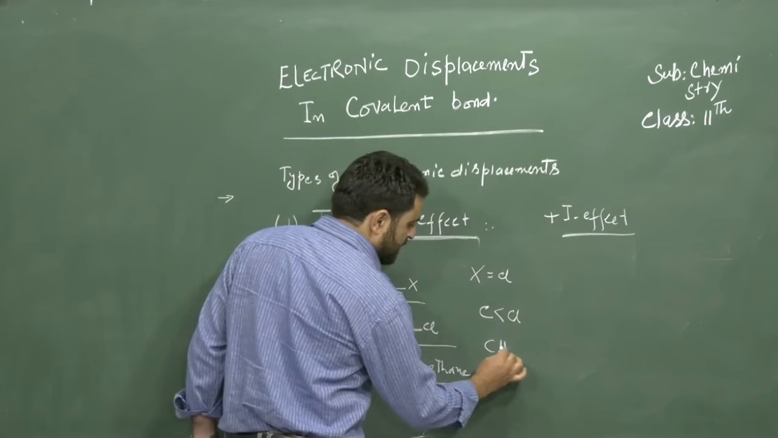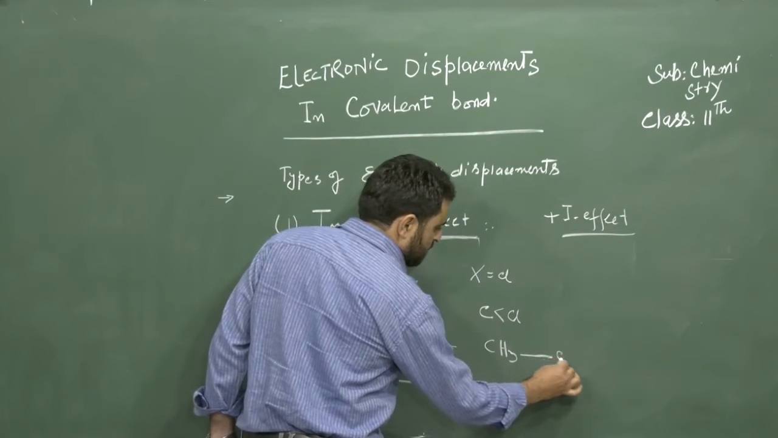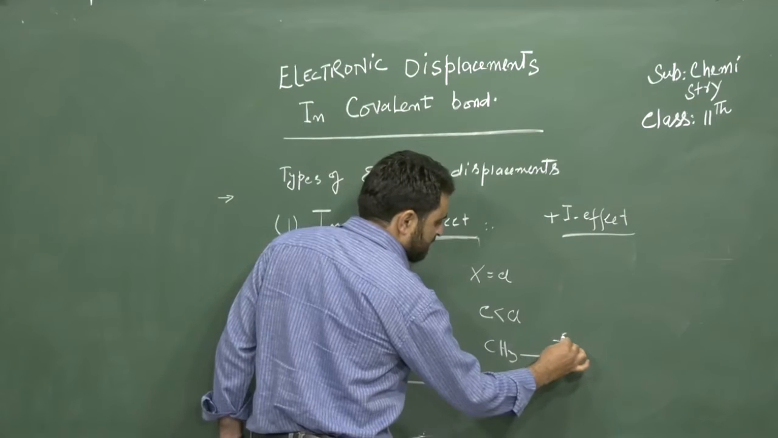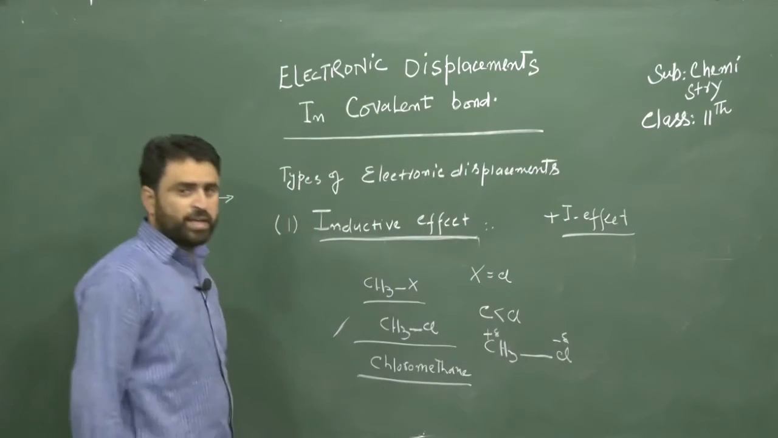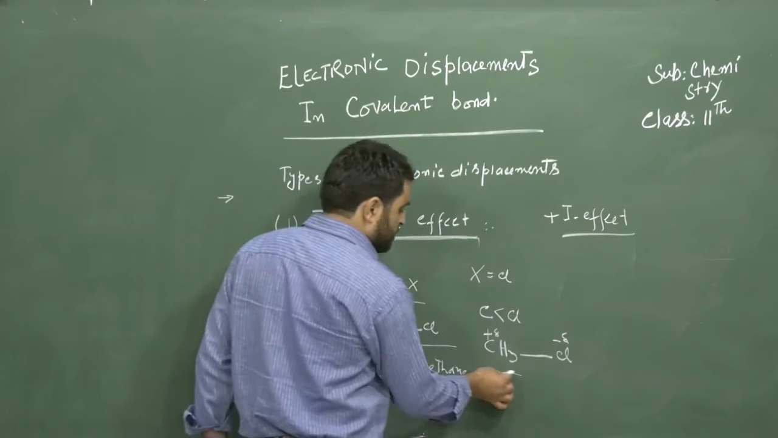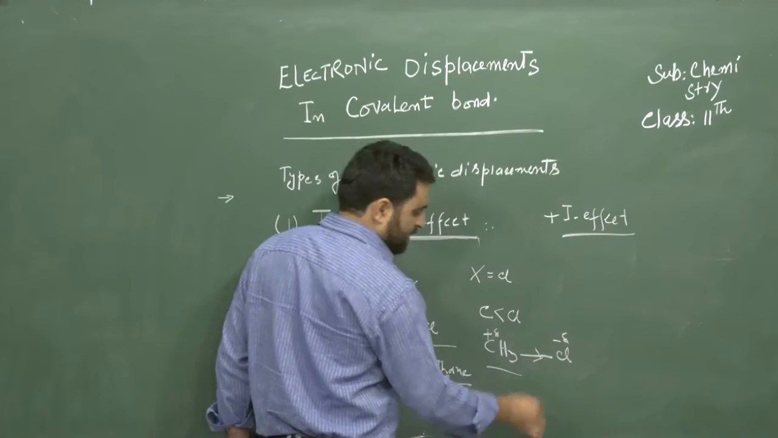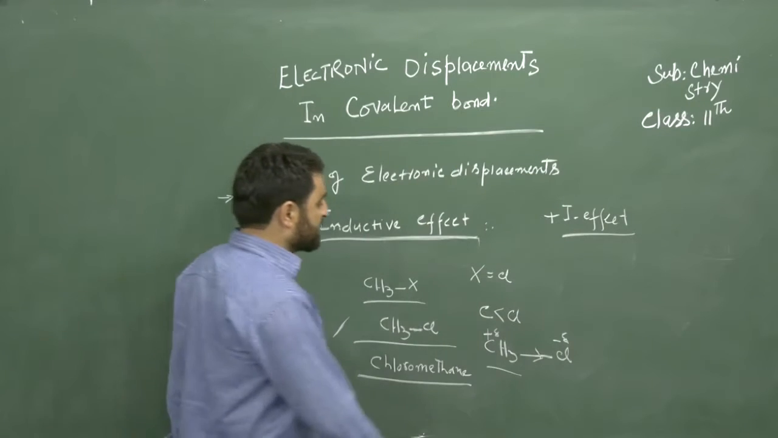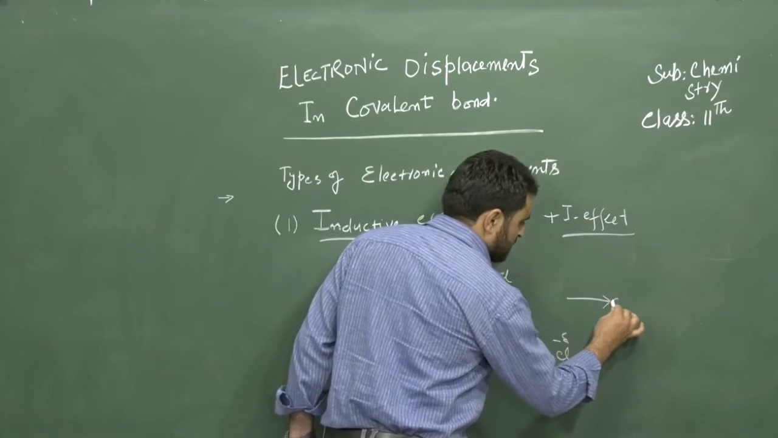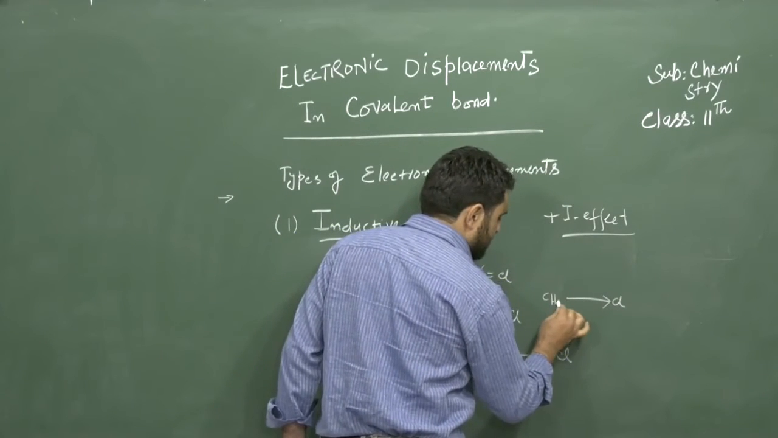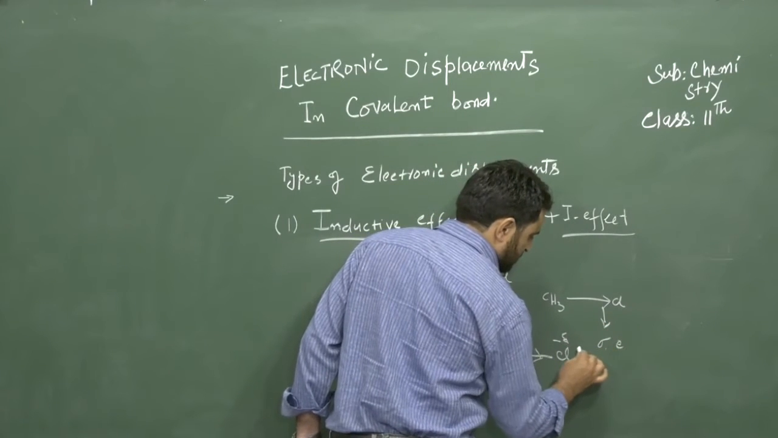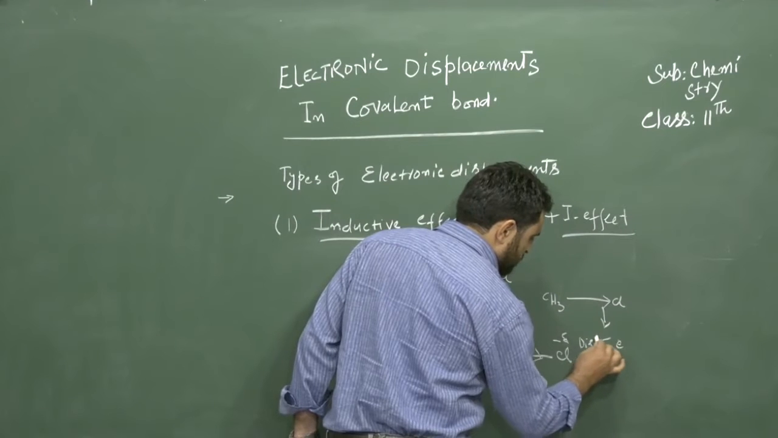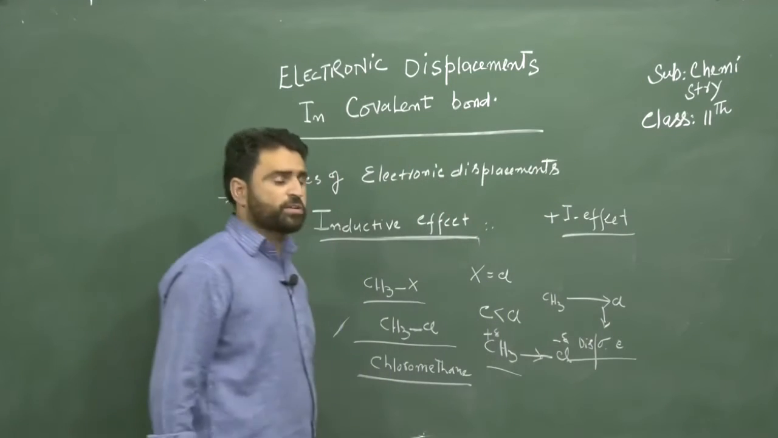Therefore, CH3 single bond Cl. Here I will write partial negative, delta positive. Delta positive means this CH3 withdraws electron. I will write that by an arrow. The arrow indicates the displacement of sigma electron. Displacement of sigma electron here.